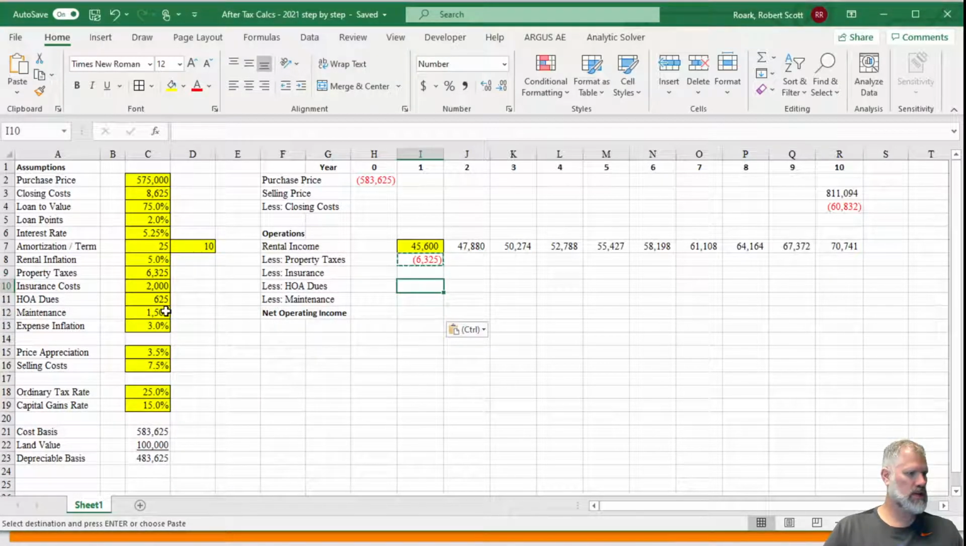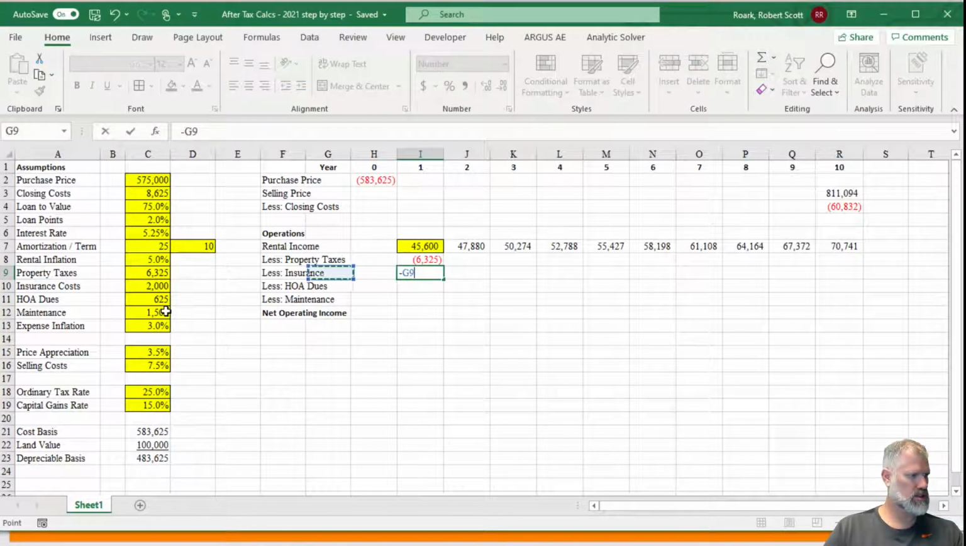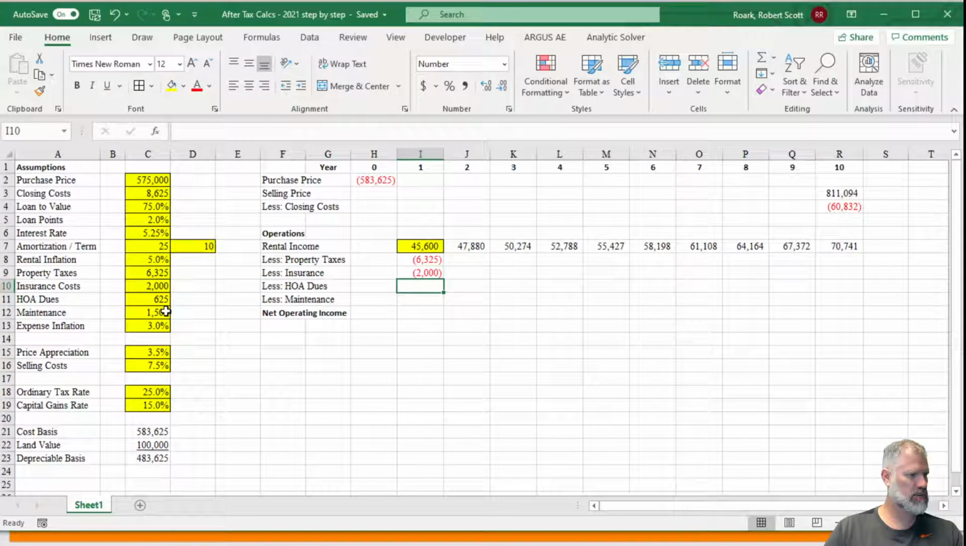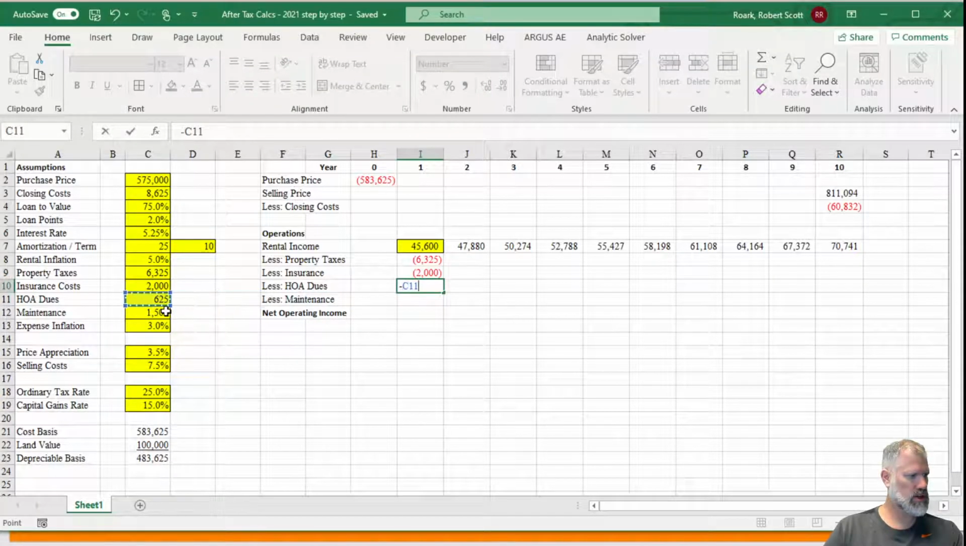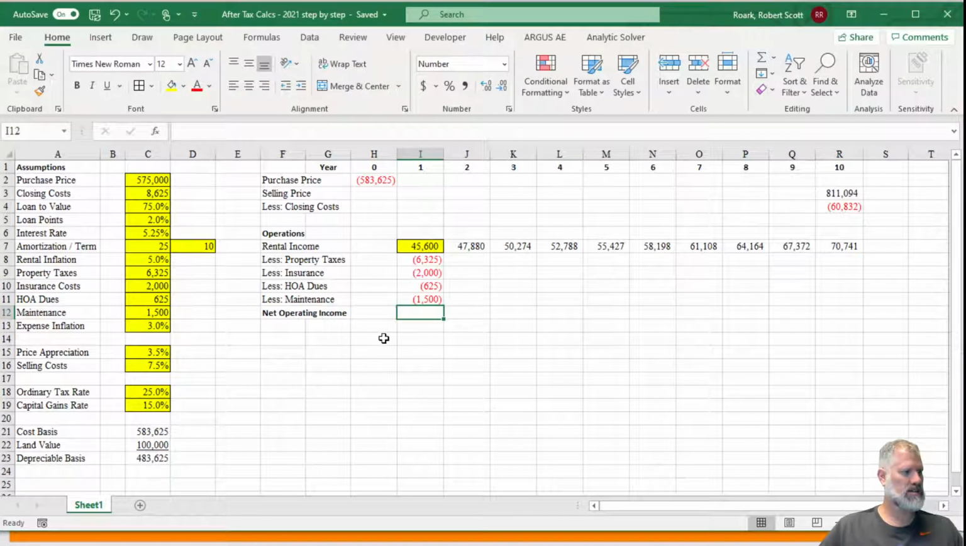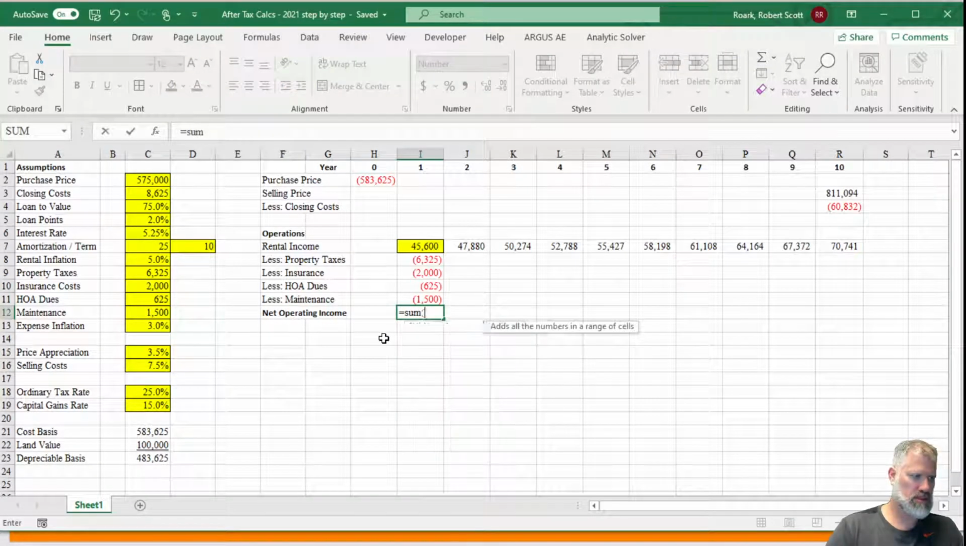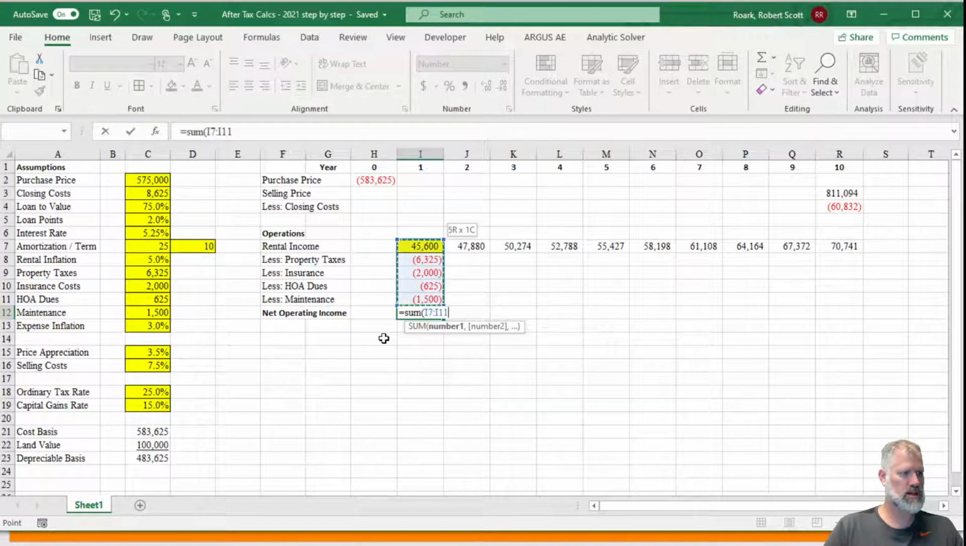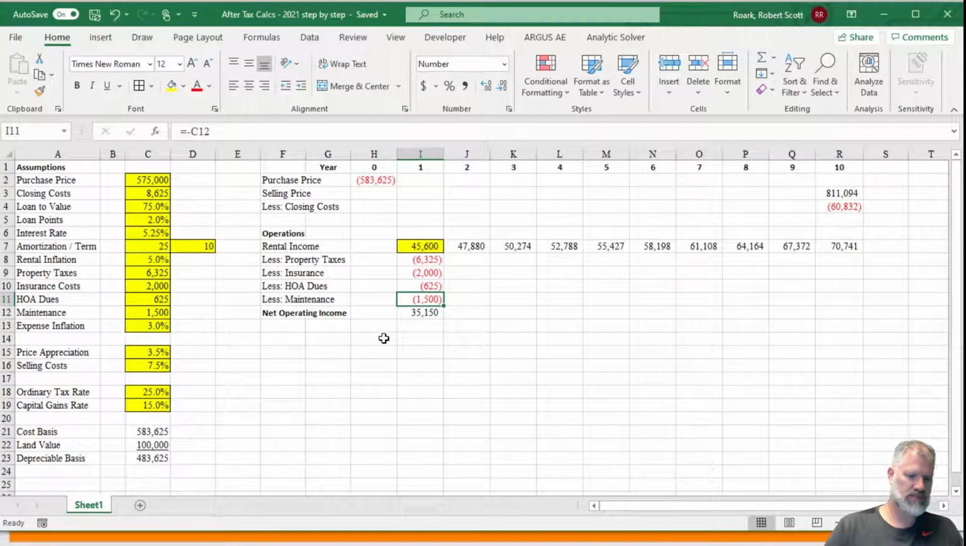All right, so insurance. Hopefully this is going to work. Insurance is linked right there. My HOA dues are right there. My maintenance costs are there. And so my net operating income, that's just going to be the sum of all of these cash flows up above. So for the first year, I've got net operating income of $35,150.